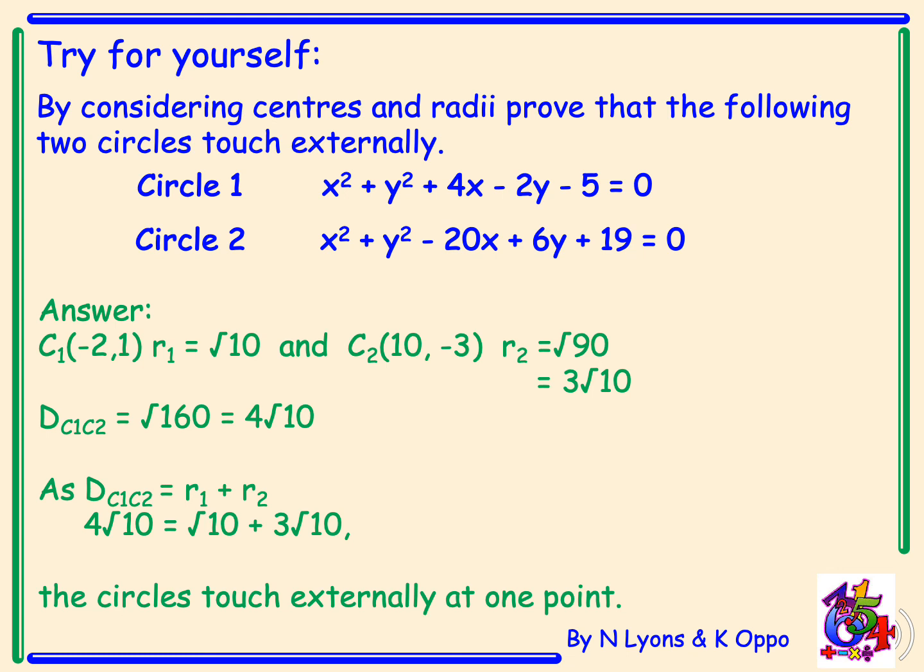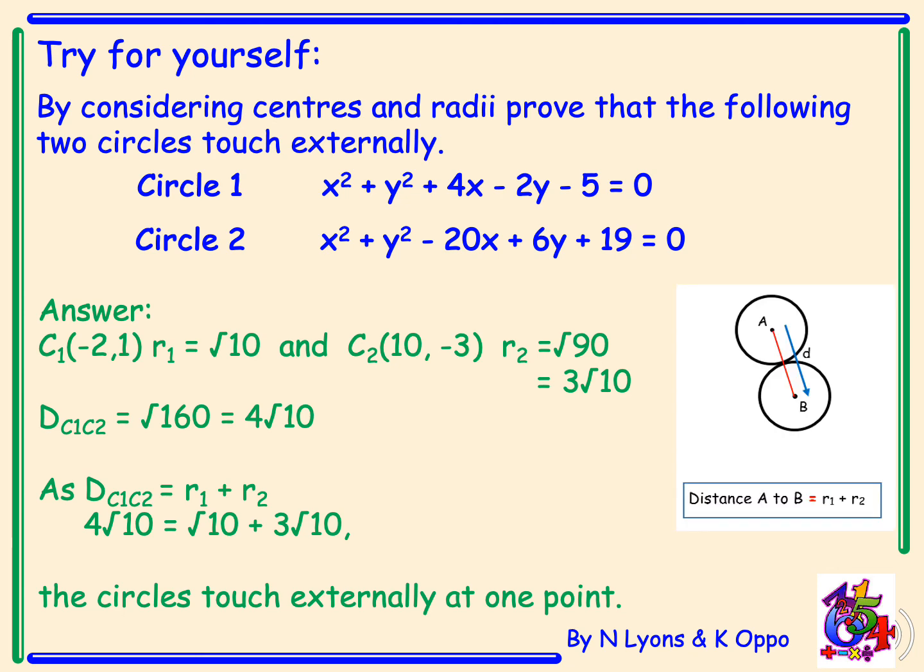So as the distance between the centres is exactly equal to r1 plus r2, 4 root 10 is equal to root 10 plus 3 root 10, the circles touch externally at one point. And here we can see a diagram that illustrates this.